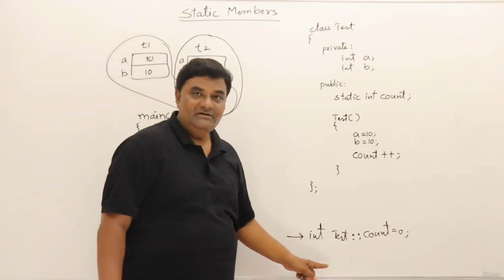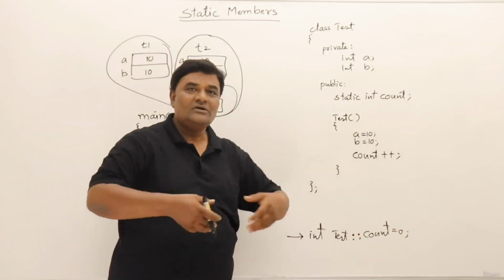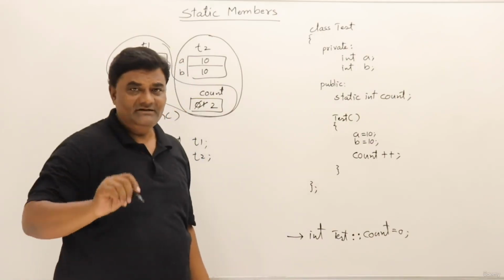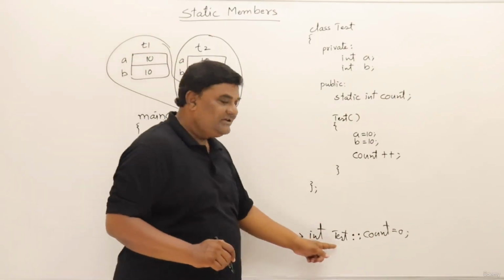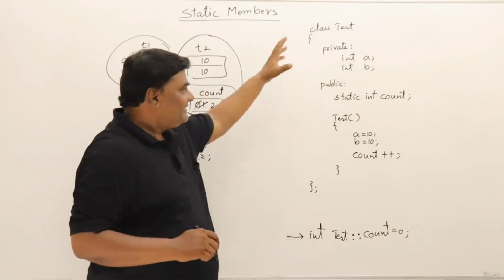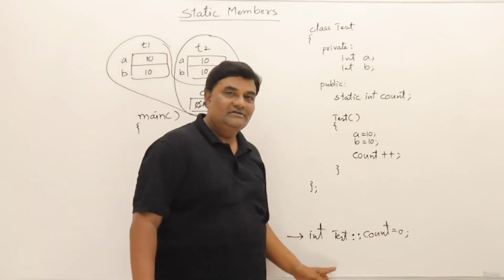So I'll give you the clear picture now. This is a global variable. A global variable is common for the whole program; there is only one variable created for the entire program. But we want this variable to be used only within this class. So scope resolution is given.